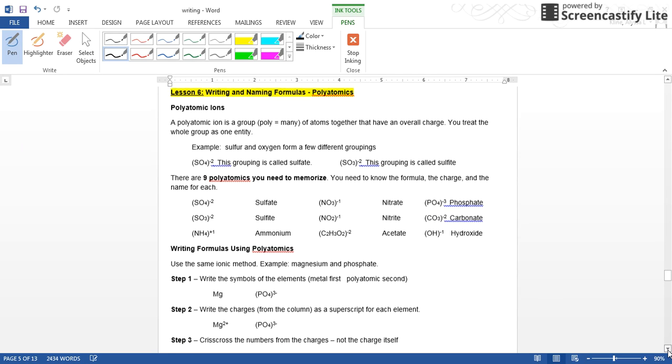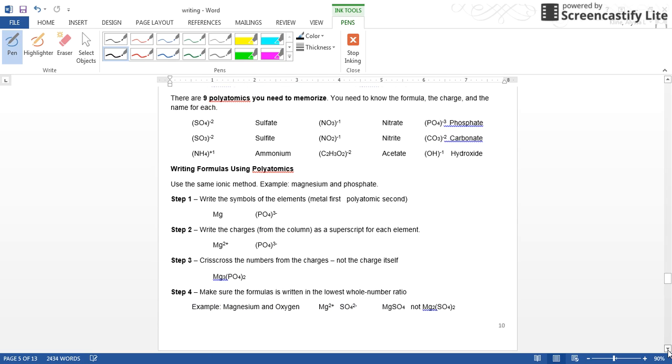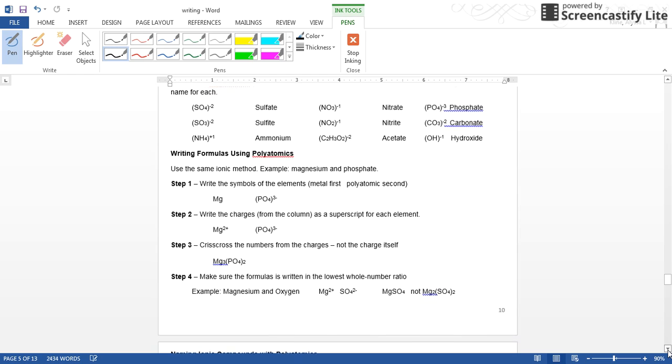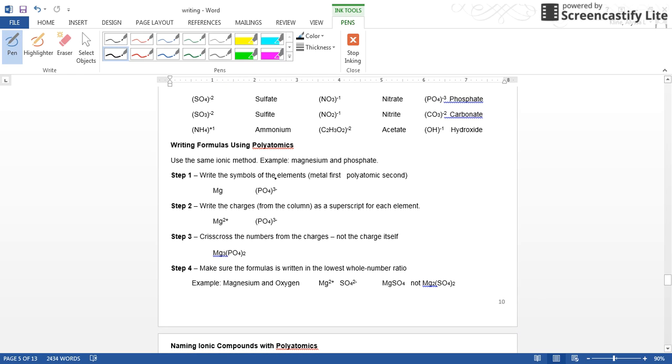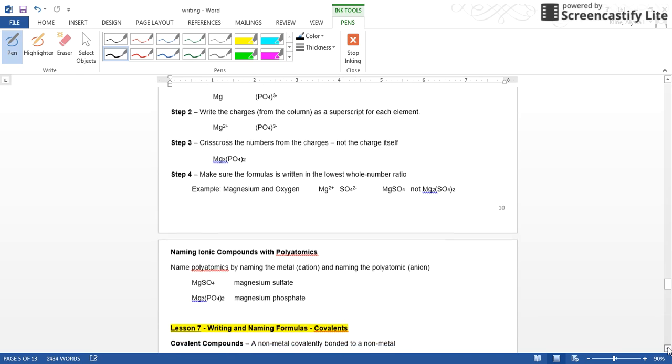When we go ahead and write their formulas, it looks very similar to ionic compounds. We just have this kind of group of ions together. That's the only thing that looks a little different. So what we do is we basically write them out. So we write out the metal first, polyatomic second, crisscross them, reduce them if we need to. Okay? All right, so let's give one of these a try.